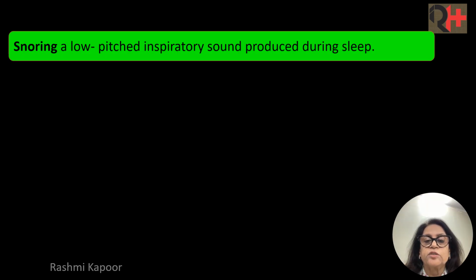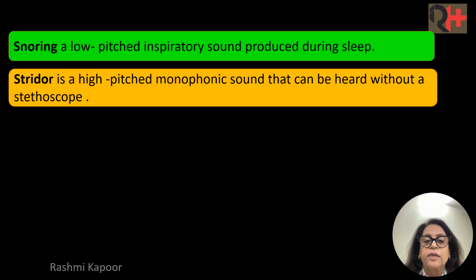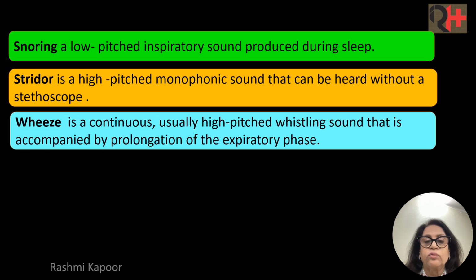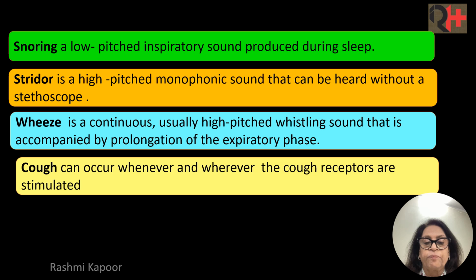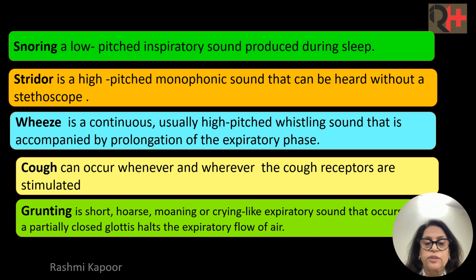Snoring is a low pitched inspiratory sound produced during sleep. Stridor is a high pitched monophonic sound that can be heard without a stethoscope. Wheeze is a continuous, usually high pitched whistling sound that is accompanied by prolongation of the expiratory phase. Cough can occur whenever and wherever the cough receptors are stimulated. Grunting is a short, hoarse, moaning like sound which occurs when a partially closed glottis halts the expiratory flow of air.